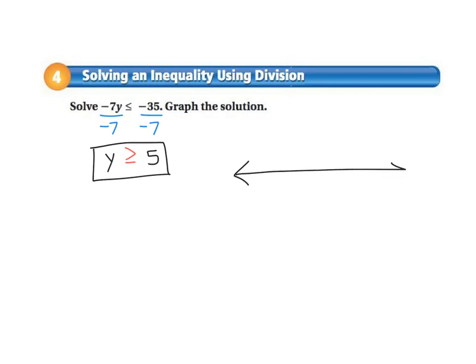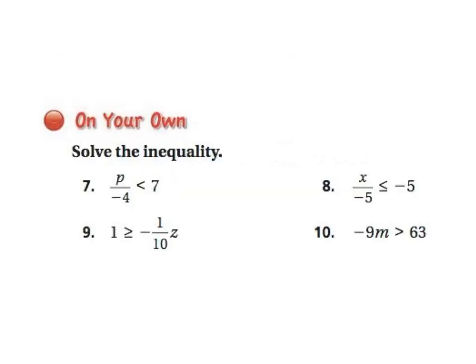And to graph that, we have 4, 5, 6. We're going to use a closed circle because it's greater than or equal to. So 5 is actually part of our solution. And we want the numbers that are greater than that, so we graph to the right. Okay, take a few minutes, pause the video and give these 4 a try. Notice that here, just solve. You do not need to graph these. Just solve these 4 inequalities. All of them should require you to flip your inequality sign.